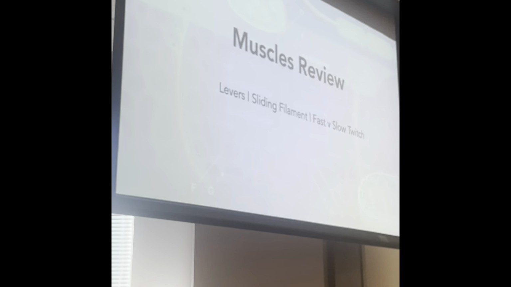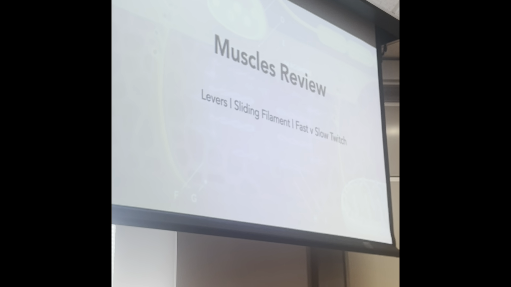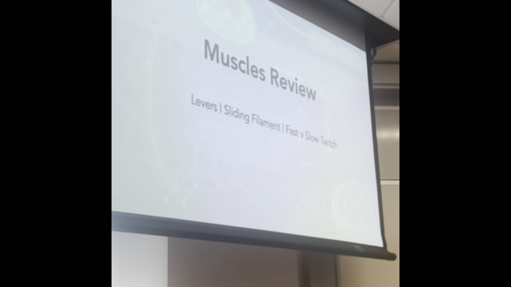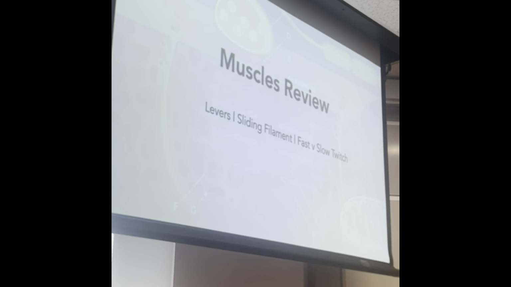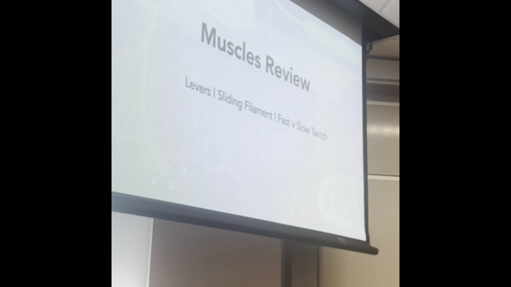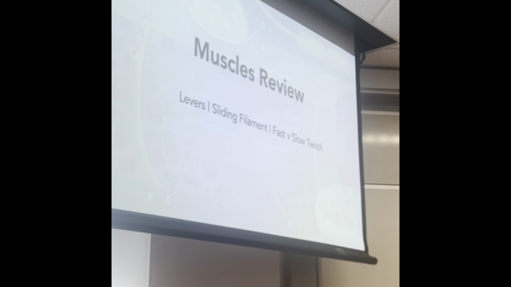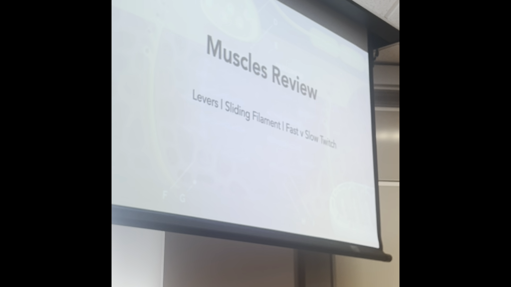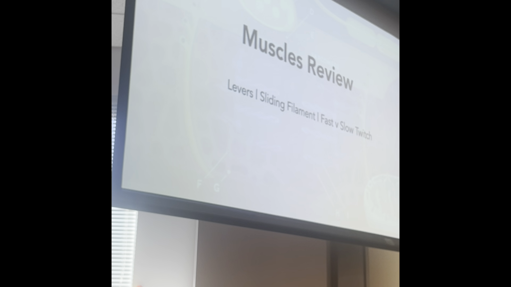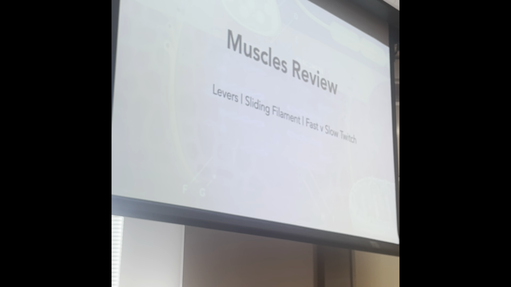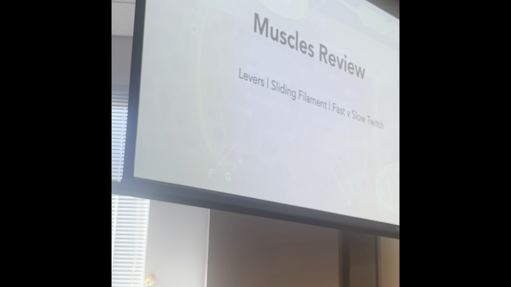Slow twitch fibers and fast twitch fibers. Slow twitch fibers, what makes muscles red? Myoglobin. So what has more myoglobin in it, fast twitch or slow twitch muscles? Slow twitch muscles. Do slow twitch muscles use glucose as a fuel source, or do they need oxygen? Oxygen. They need oxygen, so we say that they are aerobic muscles.